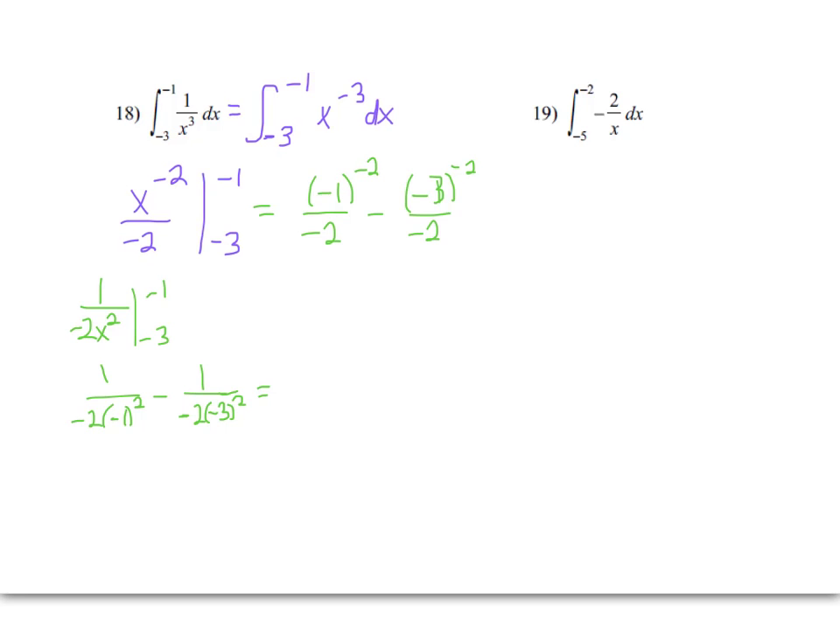And so whichever way you do it, you should end up with negative 4/9, because this first part is negative 1/2, and the second part is 1 over 18 plus 1 over 18, because your negatives will cancel, and that gives us negative 4/9, which as a decimal is negative 0.4 repeating.